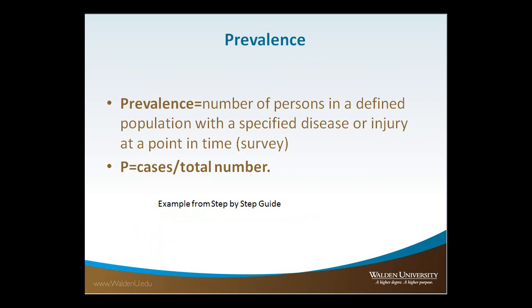So prevalence is the total number of persons in a defined population with a specific disease or injury. A good example would be heart attacks and heart disease. So the total number of heart attacks in a year would be the incidence. The total number of people living who have experienced a heart attack would be the prevalence.